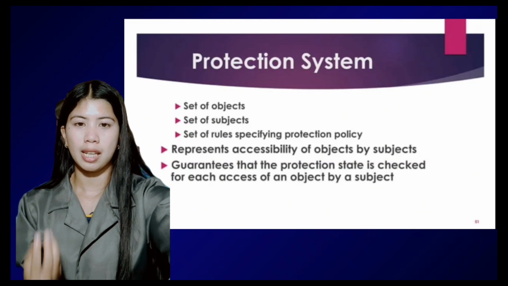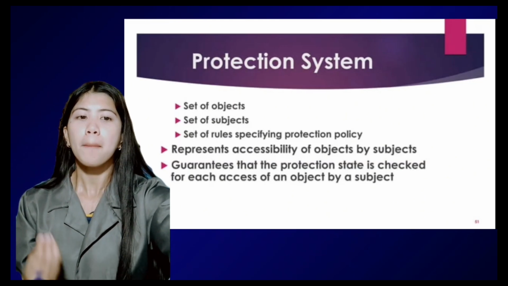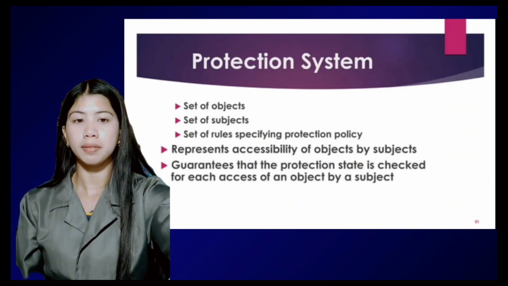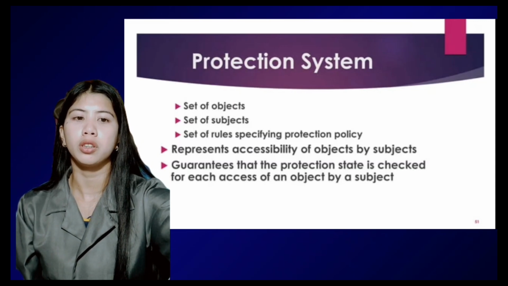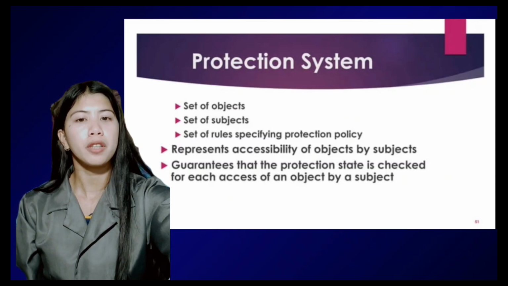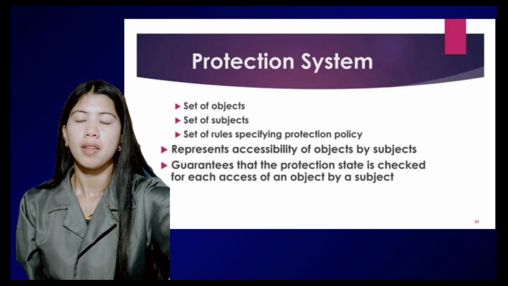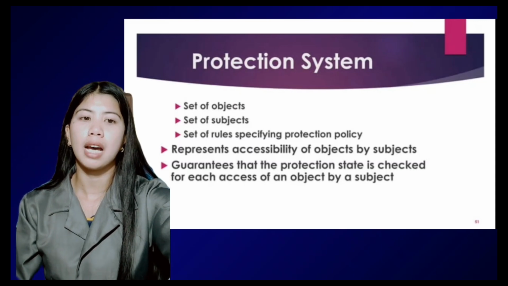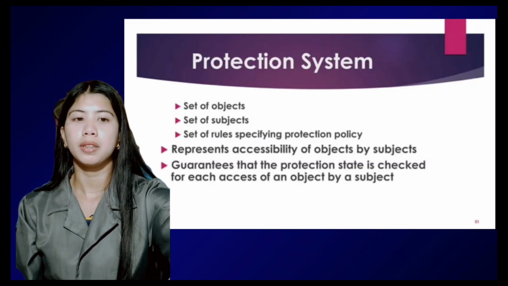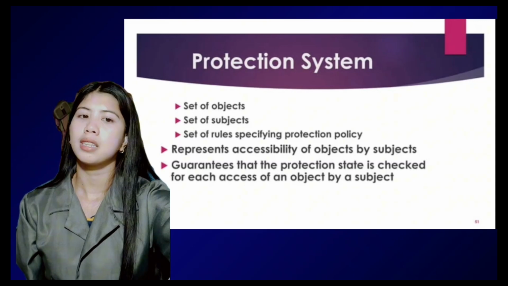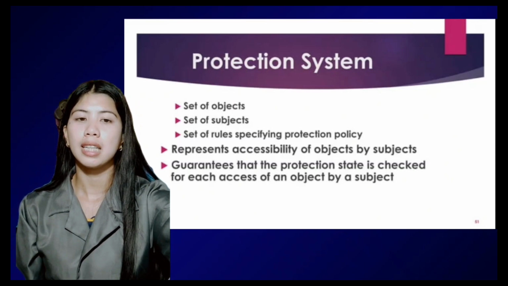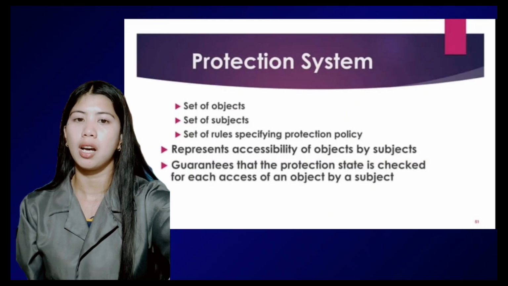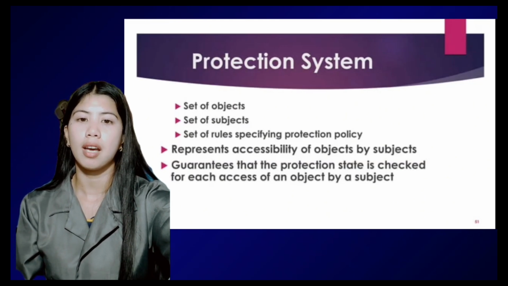Also, there is a protection system. A protection system is a set of objects, a set of subjects, and a set of rules specifying the protection policy. It presents the accessibility of objects by subjects, and guarantees that the protection state is checked on each access to an object by a subject.